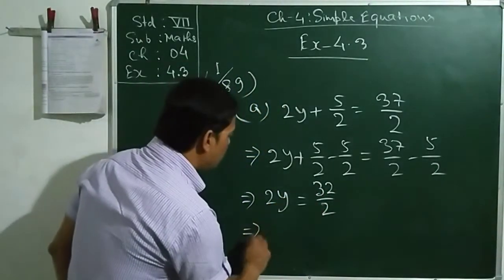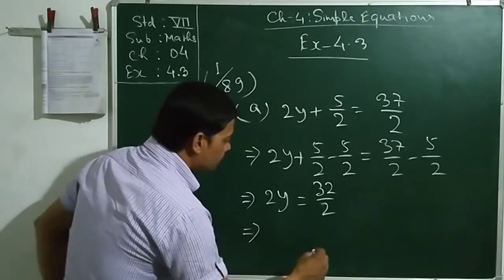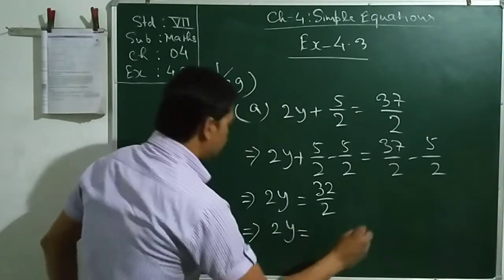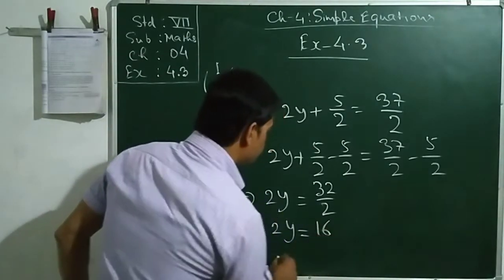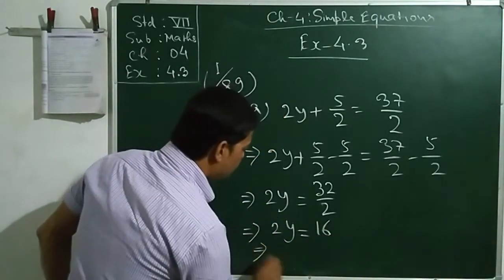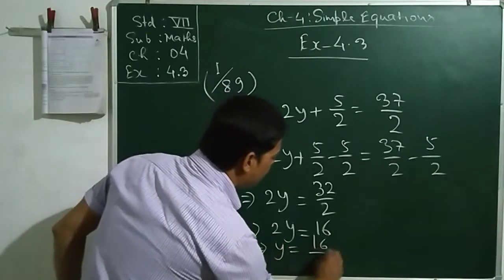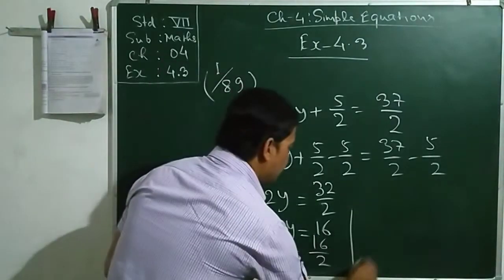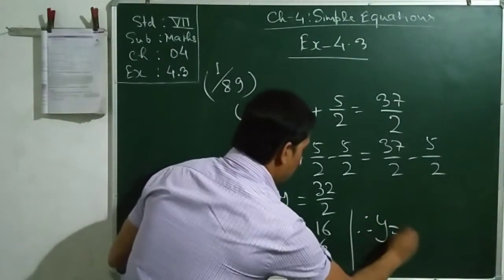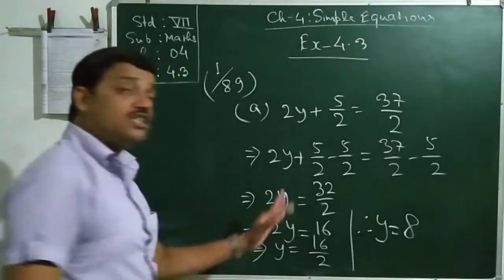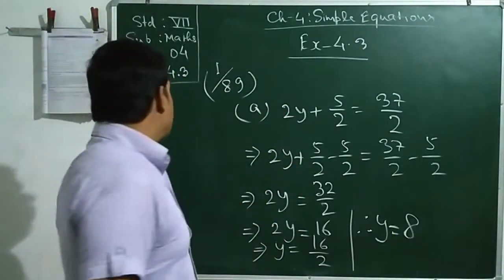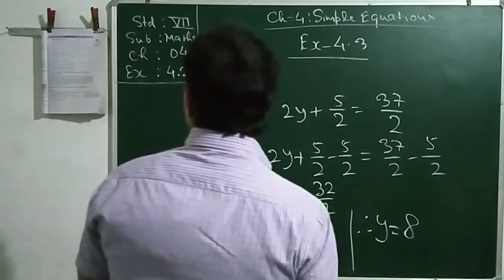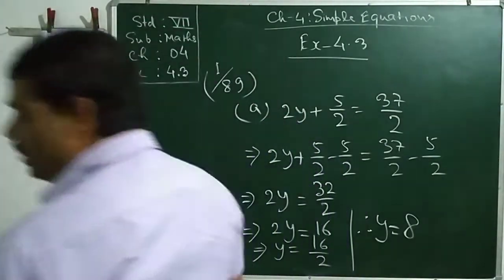So we can write now 2y equal to 16, or y equal to 16 by 2. One line I am lacking here, so I am writing here, therefore y equal to 8. In this way you can find the solutions of all the remaining sums in question one, and I don't think you will find any of the sums difficult here.